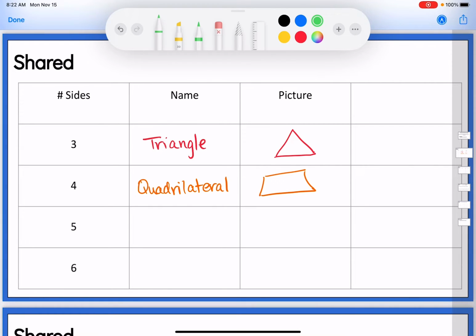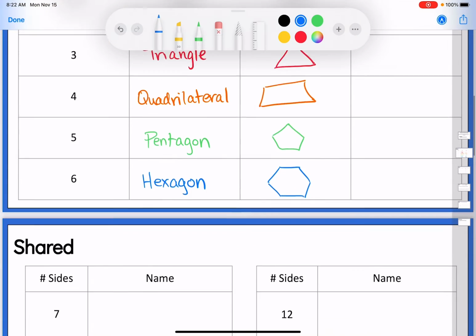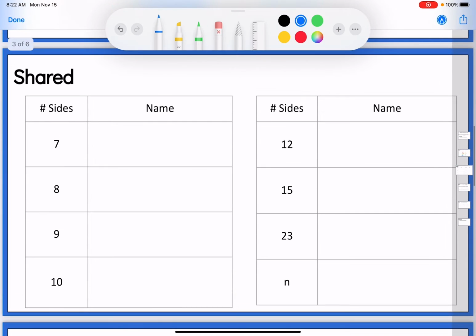5 sides is called a pentagon. Hopefully you knew that one as well. Kind of our house shape here, 5 sides. 6 sides is called a hexagon. All right, 1, 2, 3, 4, 5, 6. So those were the only ones that you had to draw pictures for, because after that it gets complicated to draw more sides. But hopefully you knew the names. I'm going to buzz down here and do the names of these.